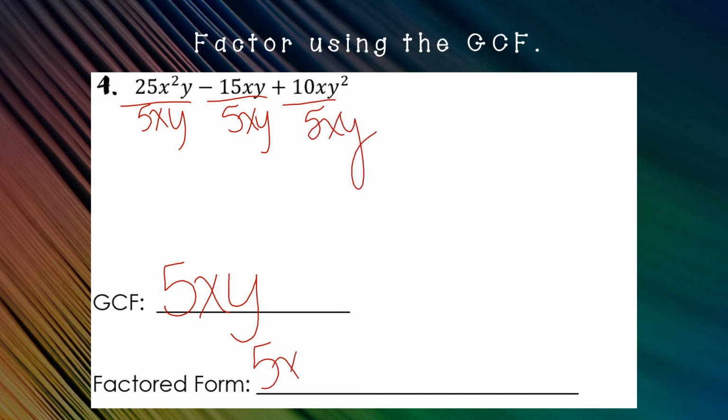So GCF goes in front. 25 divided by 5 is 5. I have an x squared. I'm taking 1 away. That's going to leave me with a single x. I have a y, and I'm taking a y away. The y's are gone. Negative 15 divided by 5 is negative 3. I've got an x. I'm taking an x away, so no more x's. I've got a y. I'm taking a y away. No more y's. 10 divided by 5 is 2. I've got an x, I'm taking an x away, no more x's. I've got a y squared and I'm taking 1 away. There will be a single y left.